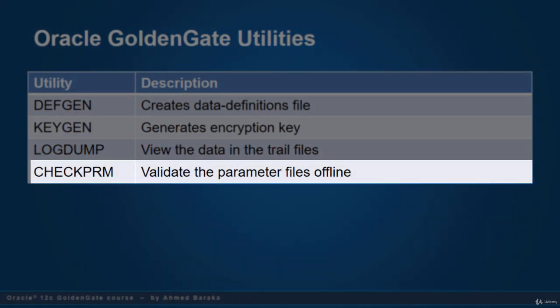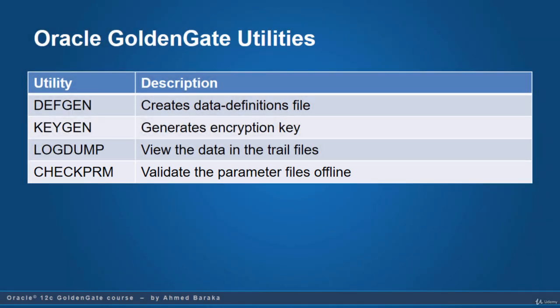CheckPRM is a utility that you can use to validate the structure of your parameter file. It is good to use it to validate the syntax of the parameters in your parameter file before you use them in production. You will learn about those utilities throughout the course lectures.